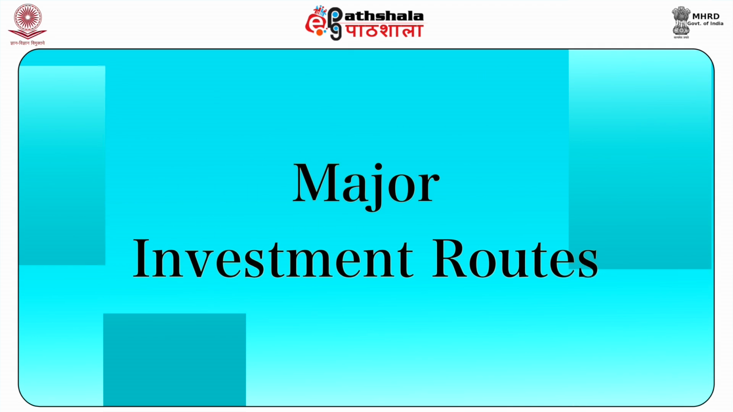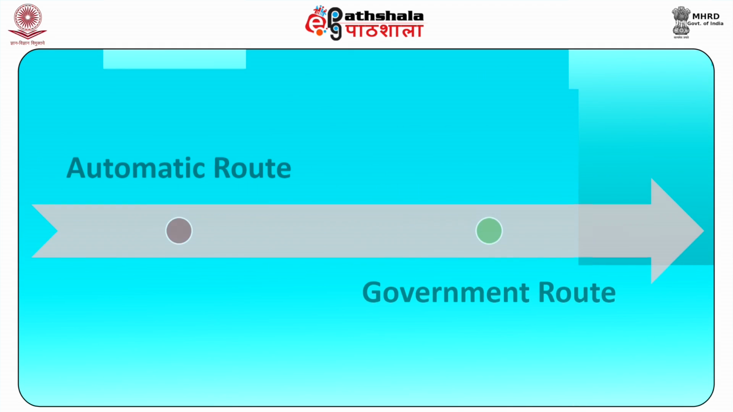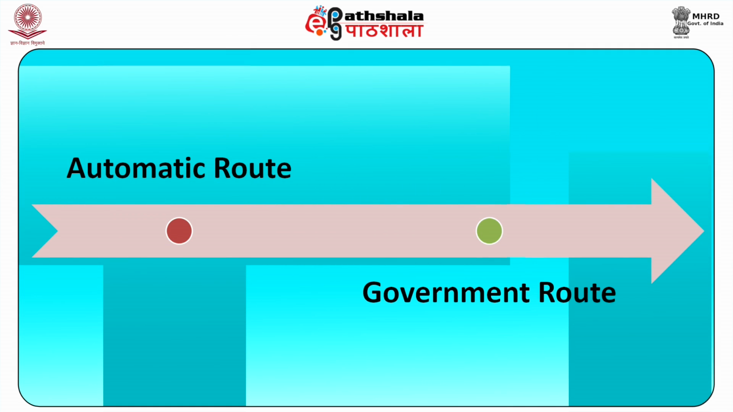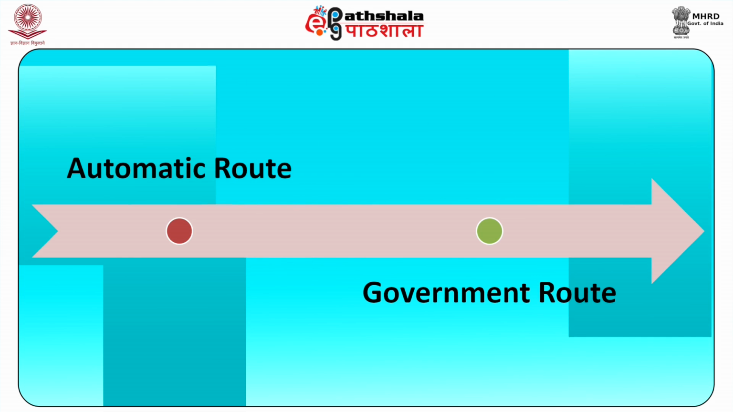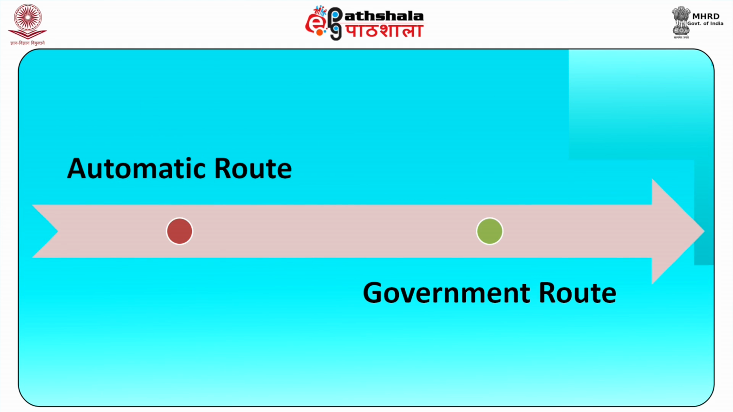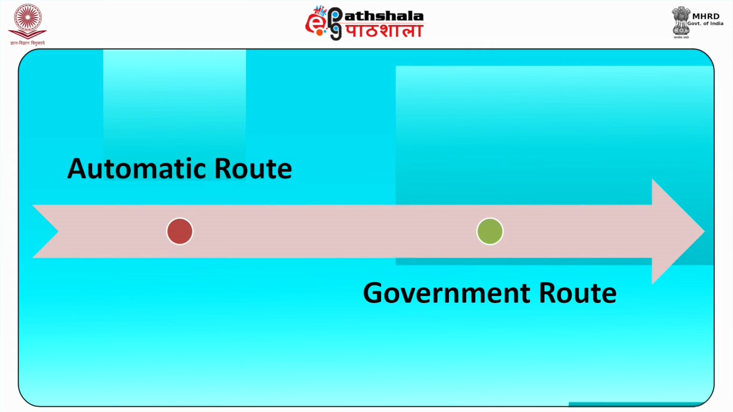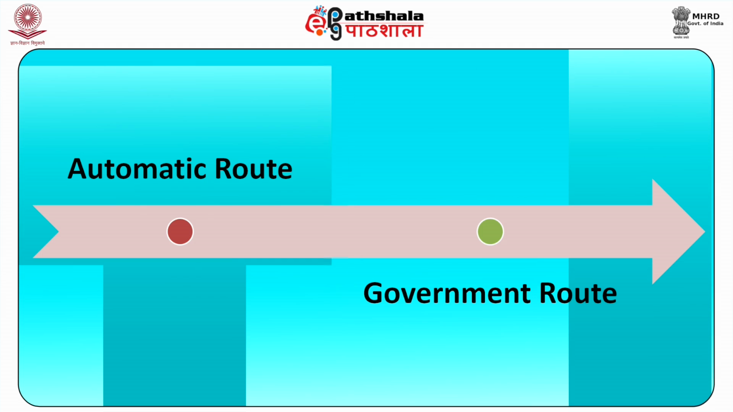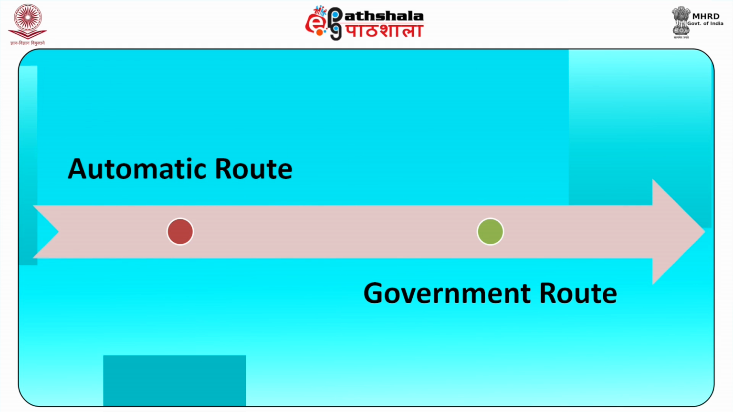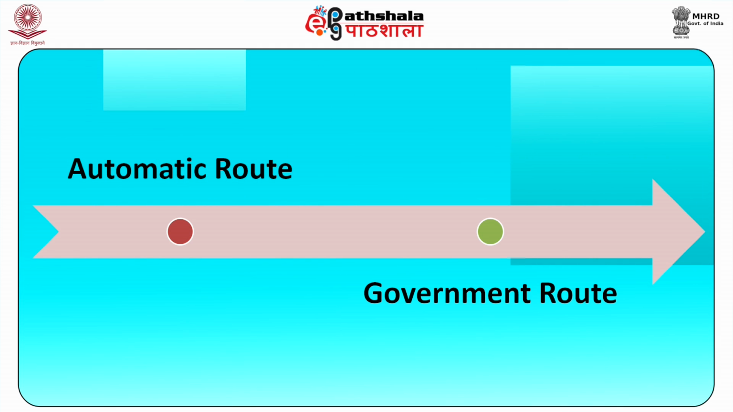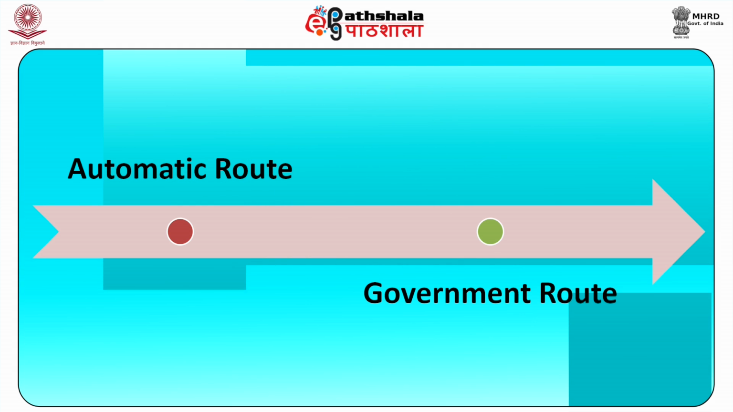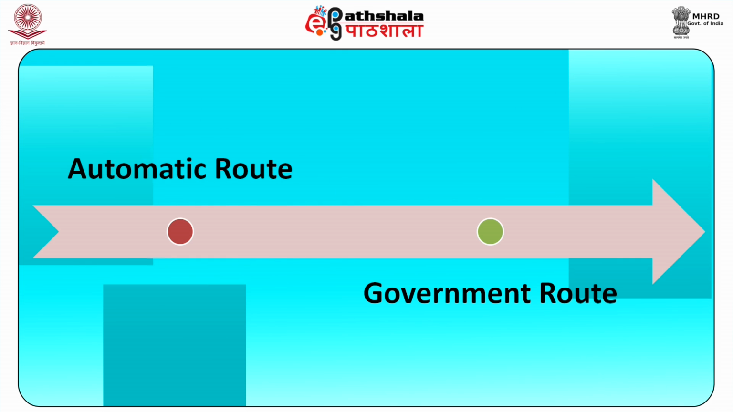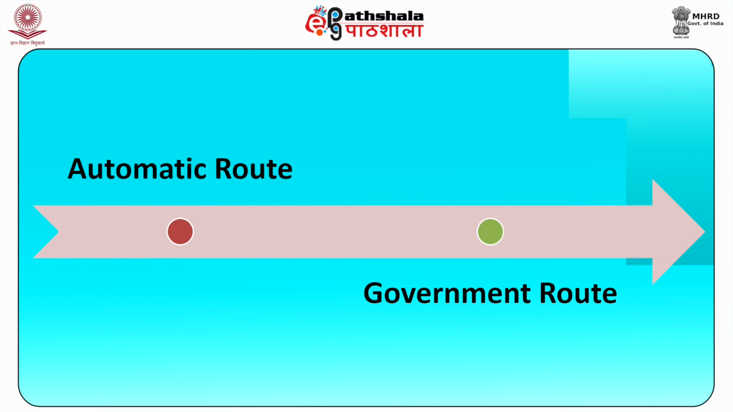Major investment routes. As per the guidelines issued by the Government of India, there are two major routes through which FDI/FII can invest in India. 1. Automatic route. Under this route, one can invest without prior approval from the Government of India or from RBI.